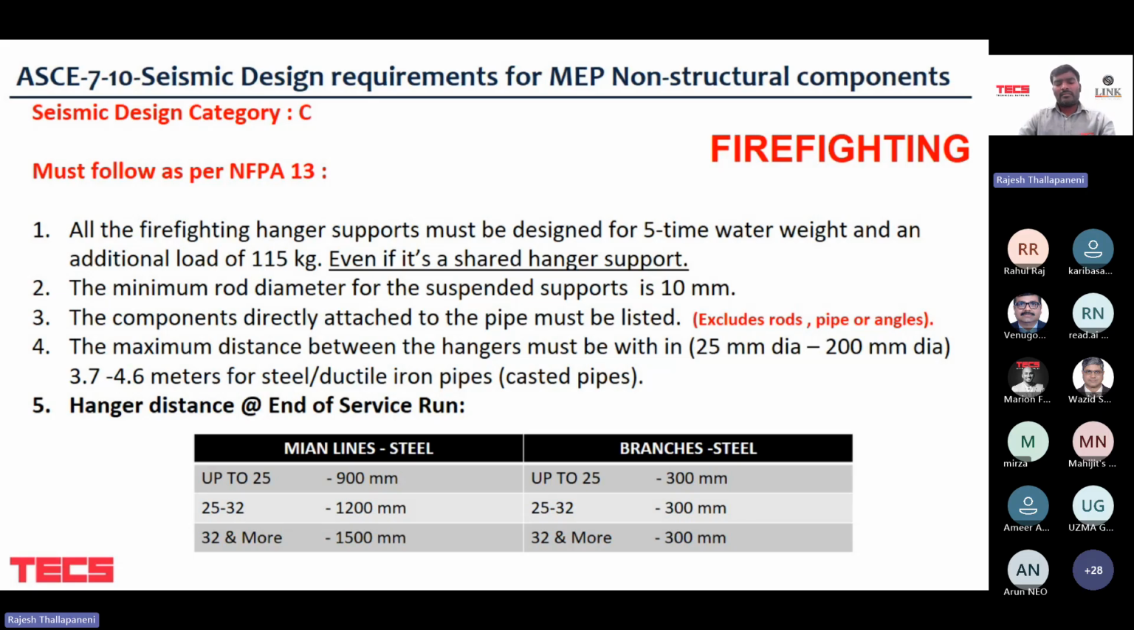The in-between connecting rods, threaded rods, and any mechanical components don't need to have any listing. So it can be a threaded rod or angle pipes. They don't need to have any listing or approvals.